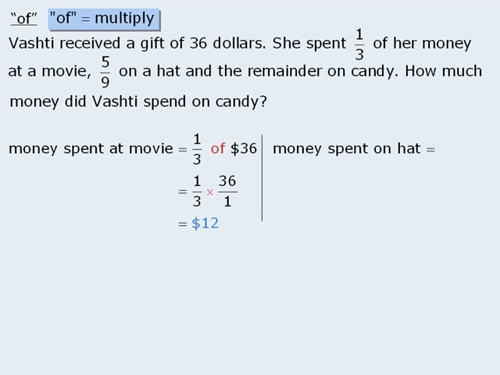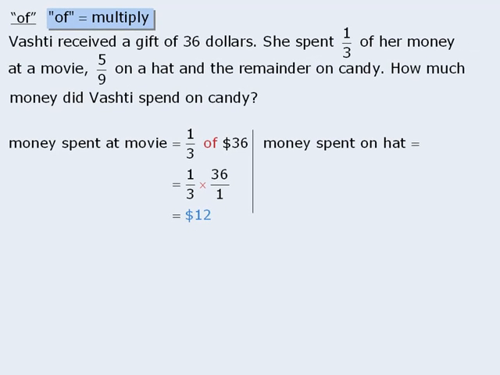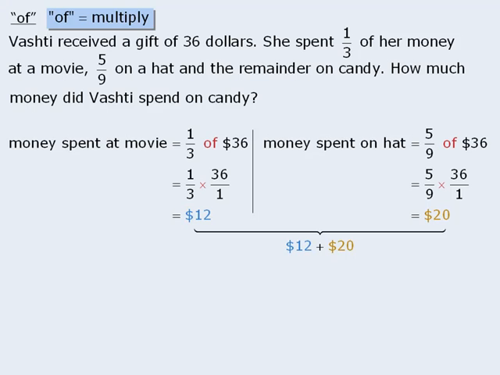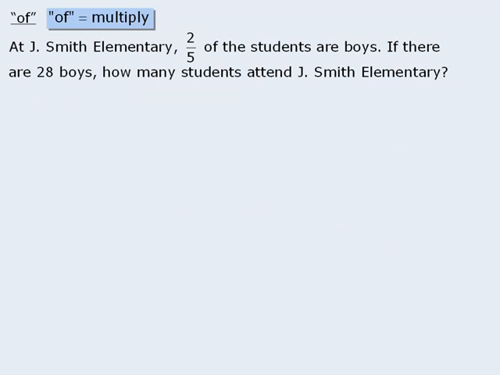Now let's determine how much money she spent on a hat. We are told that she spent 5/9 of her $36 on a hat, which we can rewrite as 5/9 times 36. When we calculate this product and simplify, we see that she spent $20 on a hat. So from this, we can see that she spent a total of $32 on the movie and hat. If she spent her remaining money on candy, and she had $36 to begin, she must have spent $4 on candy.